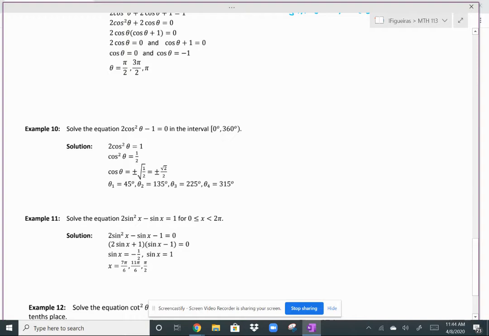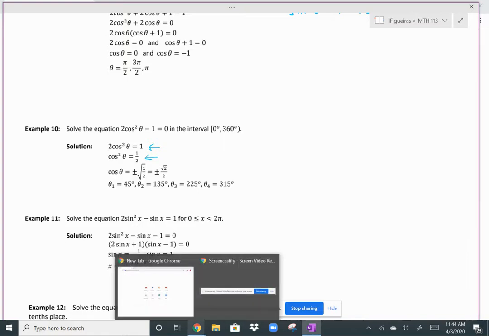You can't factor this one. I'm actually going to use the square root method. So I'm going to add 1 to both sides, which I did here, then divide by 2, which I did here. So you have cosine squared of theta equals 1/2.